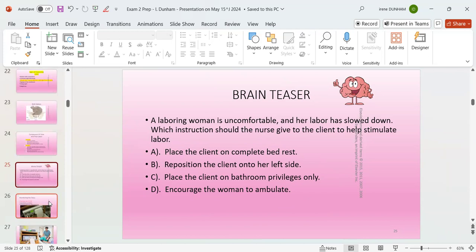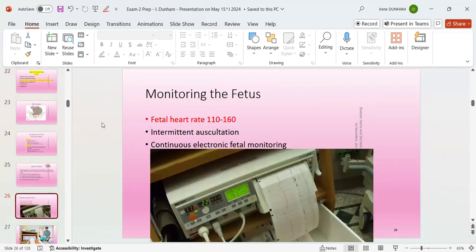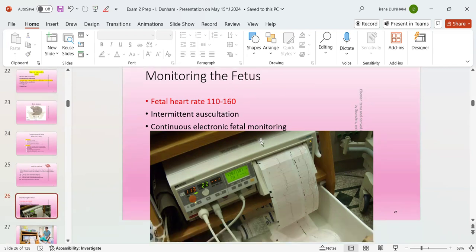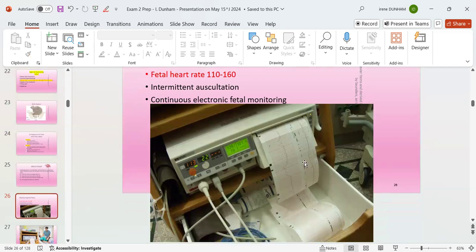All right. Let's go over a little bit about the fetus. Fetal heart rate is usually 110 to 160. Don't forget that. And then here's our monitor. And I want to share this with you because here you can see this is the fetal heart strip right here. This is the printout. And so you can see the accelerations of the heart rate. Okay. Remember, accelerations are A-OK.